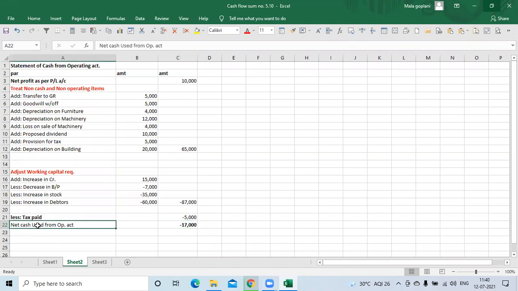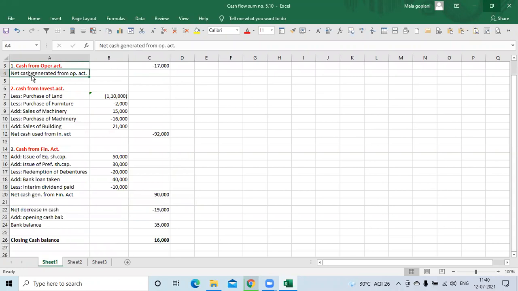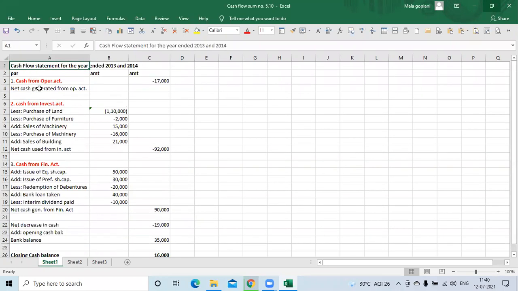Write down net cash used from operating activity. Now take this same sentence and the figure to your main format, under cash from operating activity. You have cash from operating activity as a heading. Write down below that net cash generated from operating activity 17,000. Sorry, it is used. So it is net cash used from operating activity 17,000.